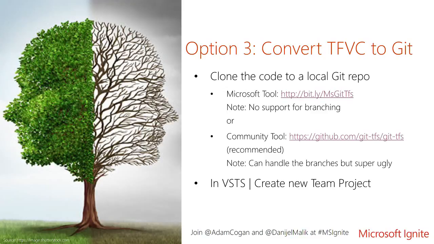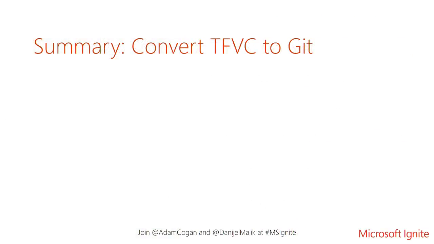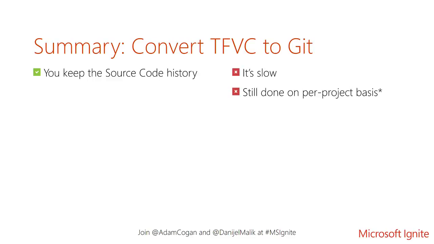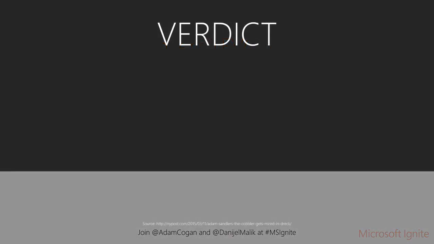Now we just do the steps we said before. We create the team project, we run whichever tool we want, and we publish the code. So in summary, I get my source code history. It is a bit slow to run. We're talking about replaying every single change. It's still done on a project-by-project basis, so it's going to take some time. There are some issues with branching. I guess you could clean up and get rid of your branches first. You'll lose everything else, and we're talking about your builds and build history, and your work items.